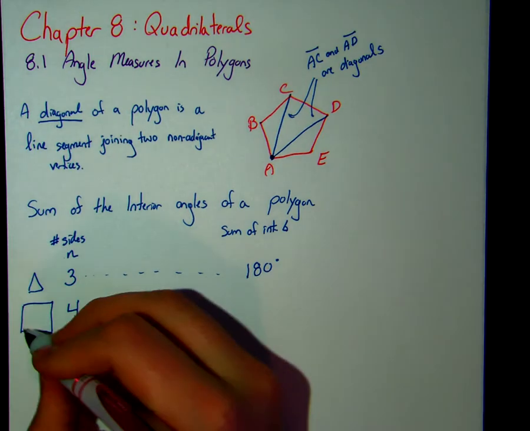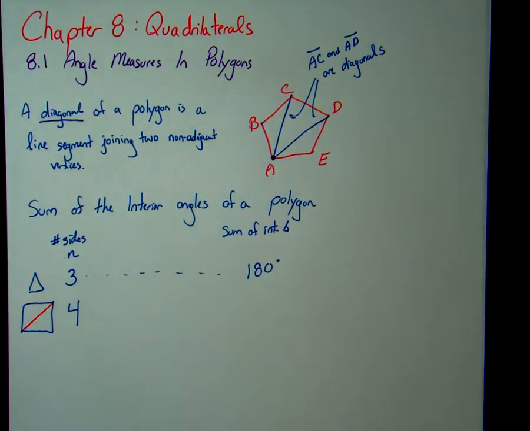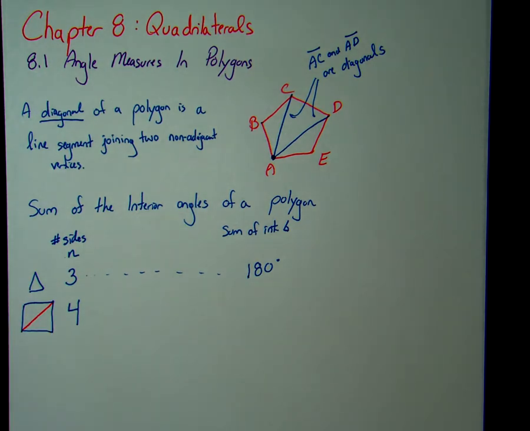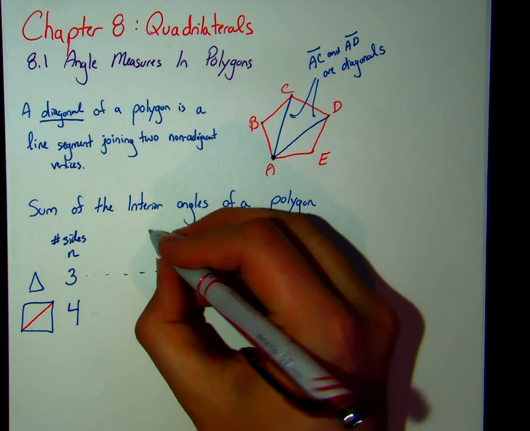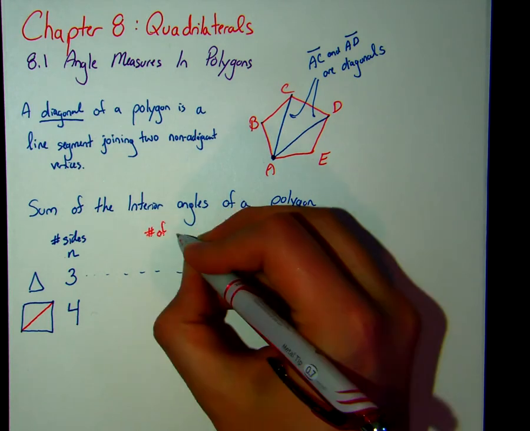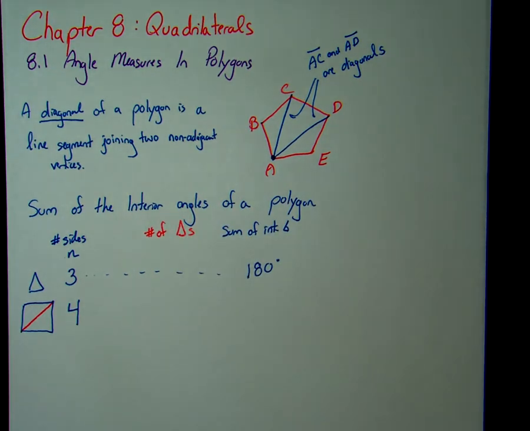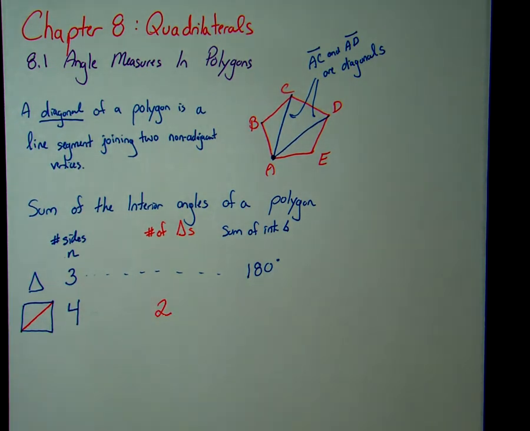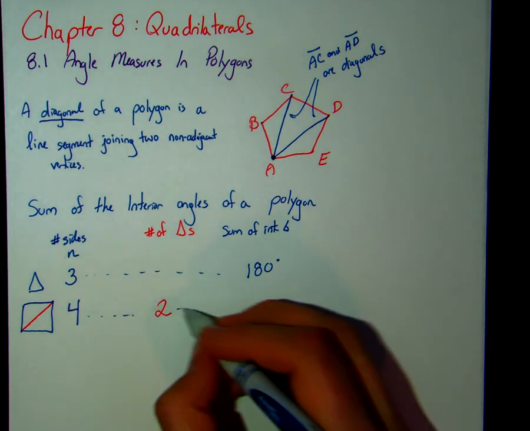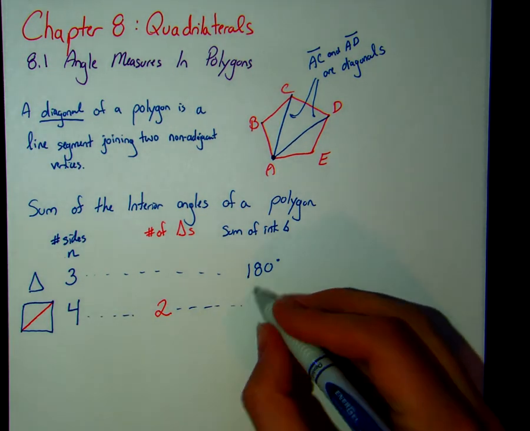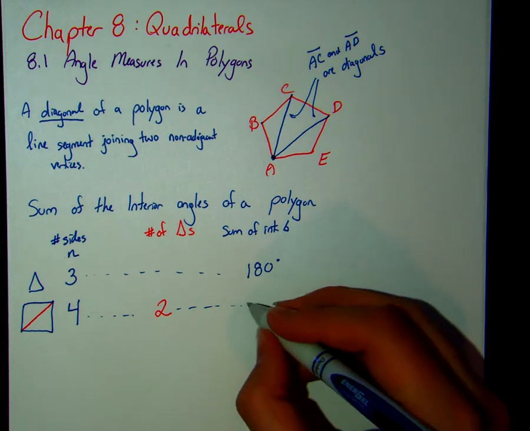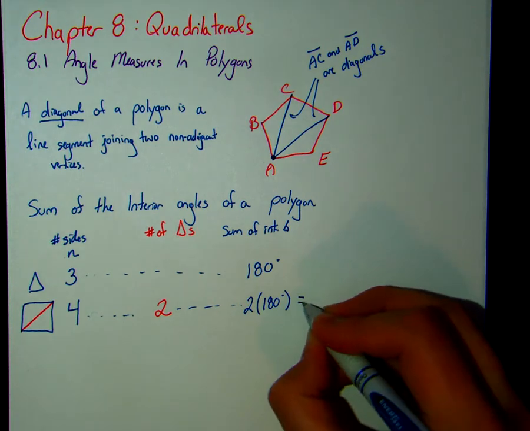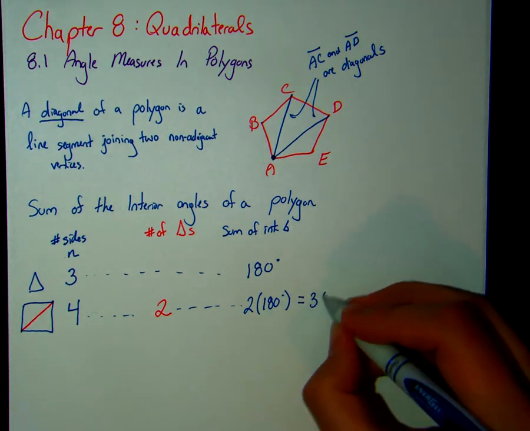So if I draw in one of my diagonals, what do I see? I see that that creates two triangles. So I can make a new column here: the number of triangles that I can make by drawing in diagonals. If I draw in a diagonal in a quadrilateral, that gives me 2 triangles. If I know one triangle is 180 degrees, then the sum of the interior angles for a quadrilateral is double that because I have 2 triangles. So it's going to be 360 degrees.